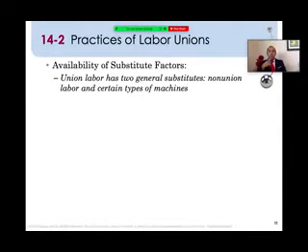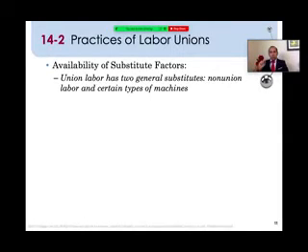Another factor is the influence on the substitutability factors, the availability of substitute factors of production, resources of production. Union labor has two general substitutes: non-union members, which are not part of the union, non-union labor that don't have the strong demands like the union, and certain types of technology, machinery, and plant and equipment.